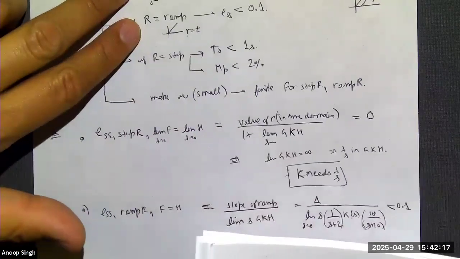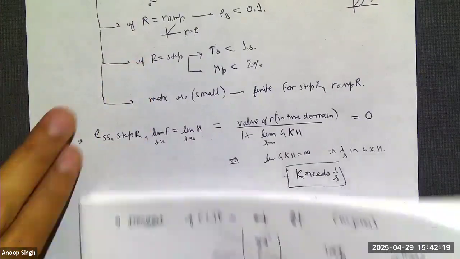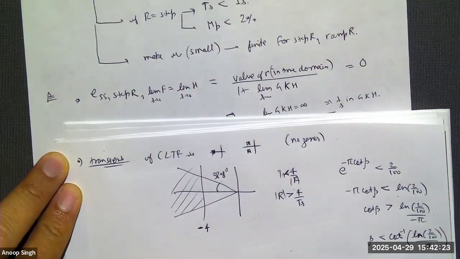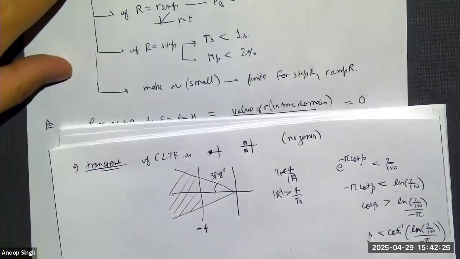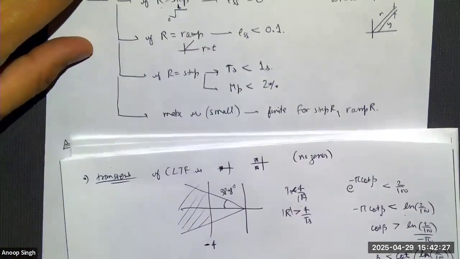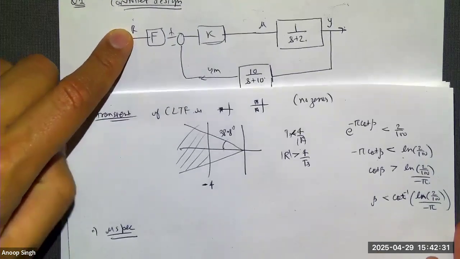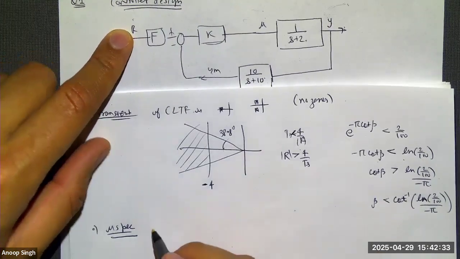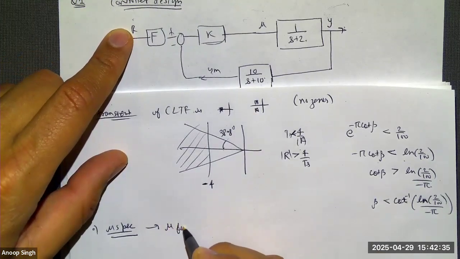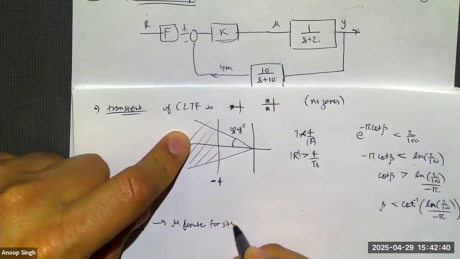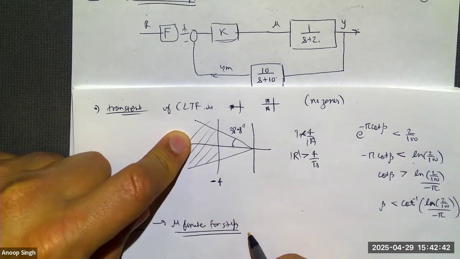I've done my error specification, this specification. Actually, wait a minute, let's do the U specification too. What do you need to make U finite? Let's say the reference command is a step. What do you need to make U finite? It has to be proper. Okay, so U finite for step response.